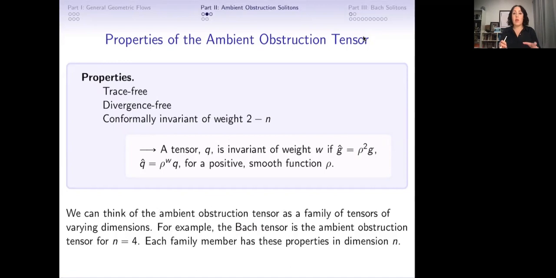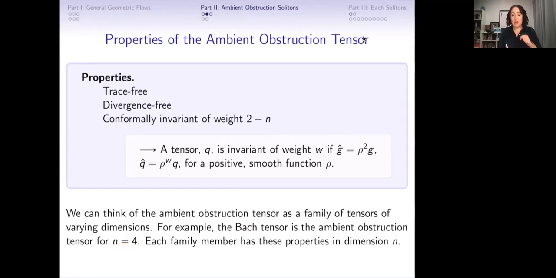Okay, now, one sort of confusing thing is that I like to think of the ambient obstruction tensor as one individual thing, but it is really much better to think of it as a family of tensors that all share these properties, okay, for every single dimension, right? Or every single even dimension greater than or equal to 4. For example, the Bach tensor is the family member, or is the ambient obstruction tensor for n equals 4.